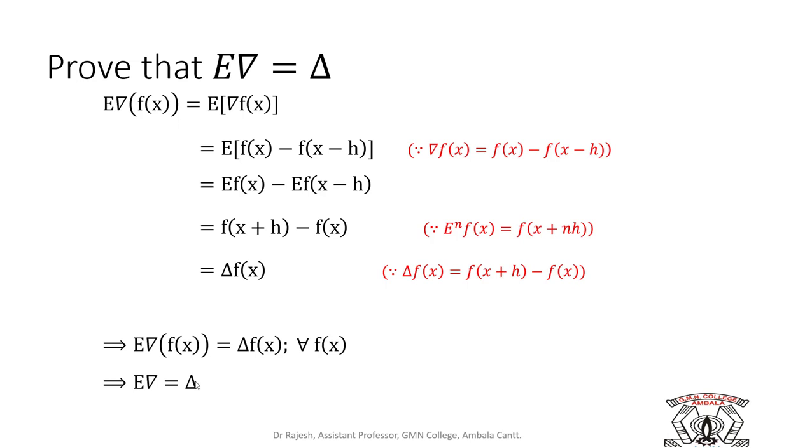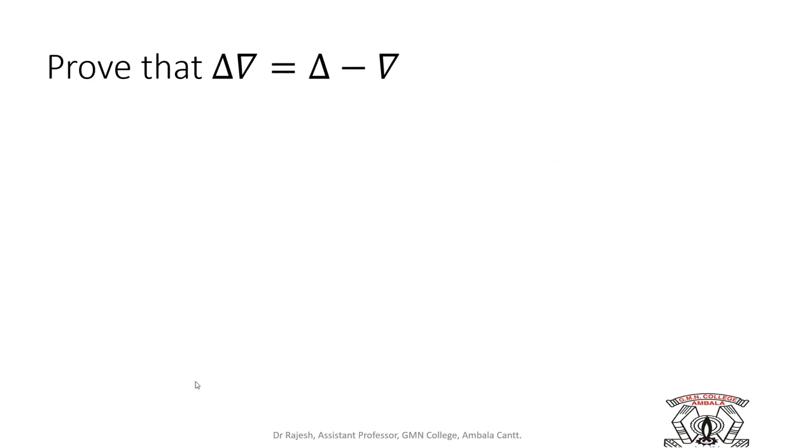Next we will move towards the other identity. You must grasp the idea of both the identities that we have taken so far. So this is the next identity. We will start with the left hand side. This is delta, this is del. Firstly f of x will be operated on by del.